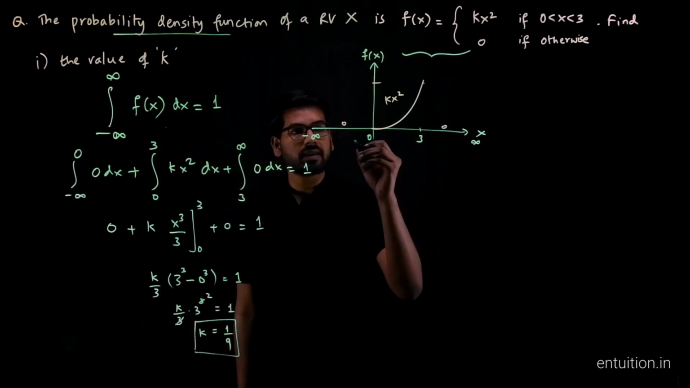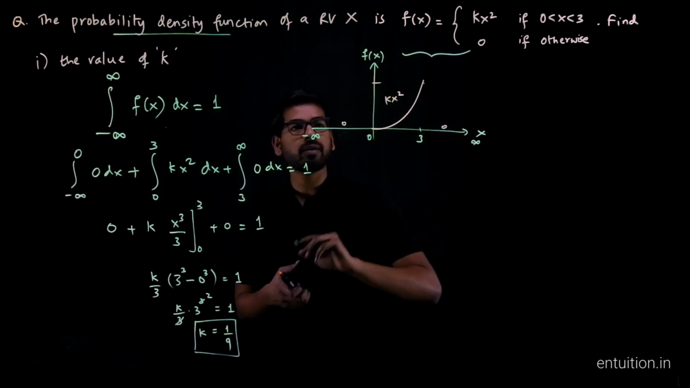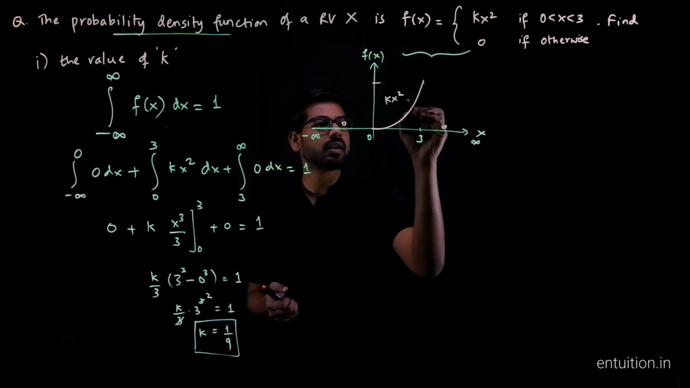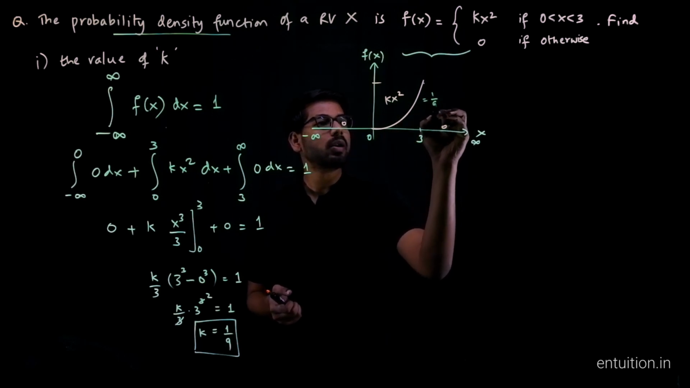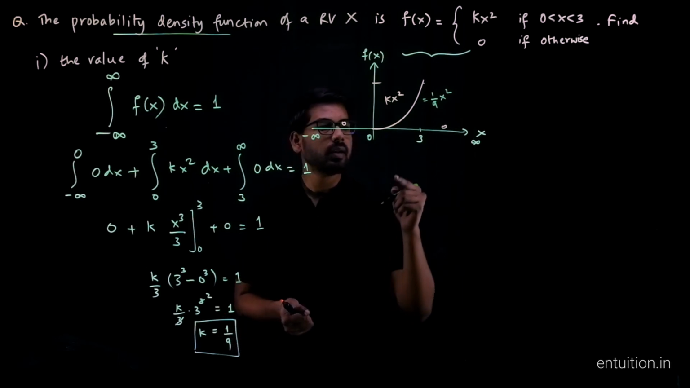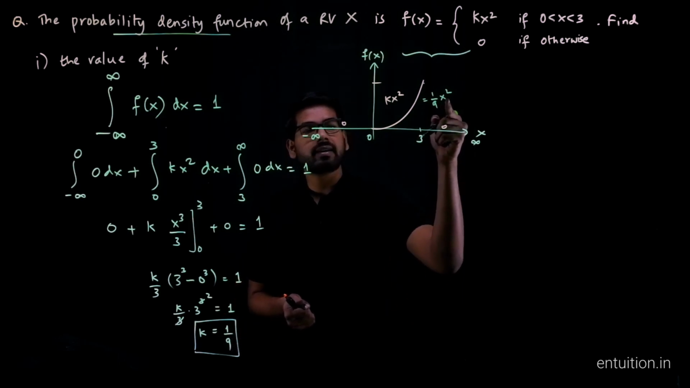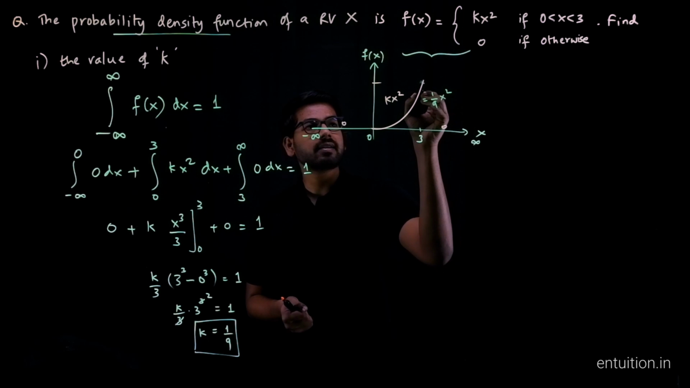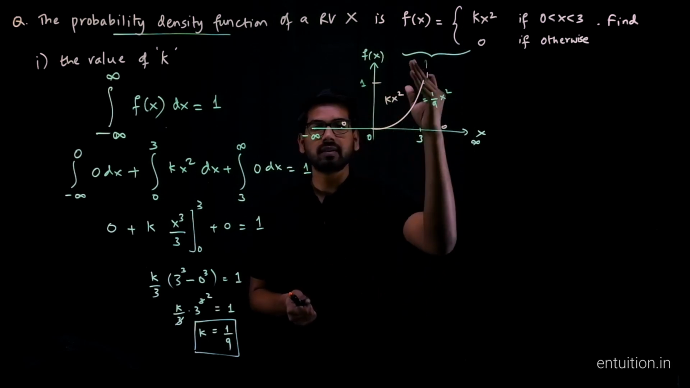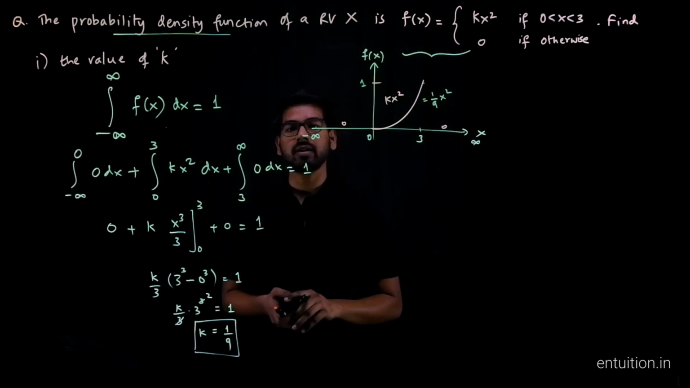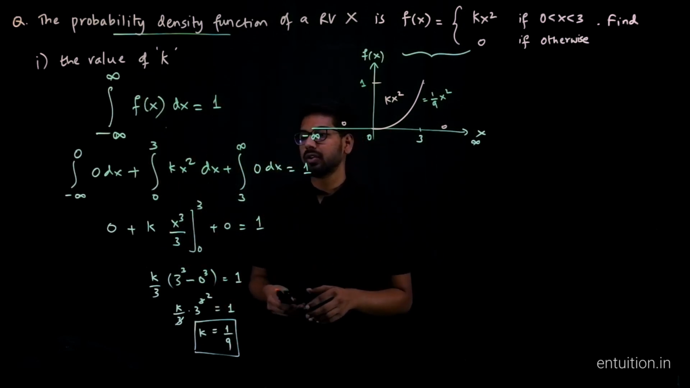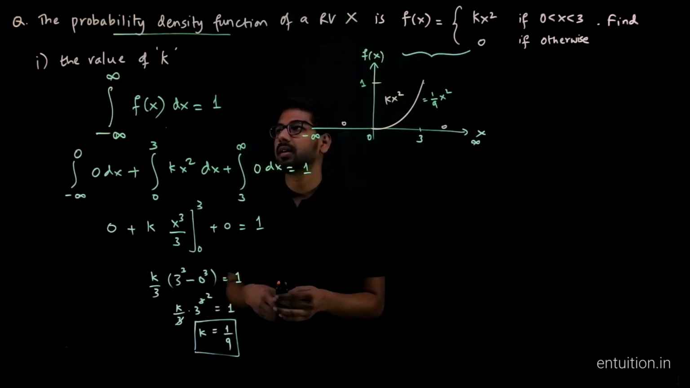So if k is equal to 1 over 9, then kx square is equal to 1 over 9 x square, right? In place of k, you substitute 1 over 9. If you substitute 3 in place of x, 3 square is 9, and it cancels, so this value is nothing but 1. So the probability density function is 1 over 9 x square. Okay, so this is how you will find k given such questions.